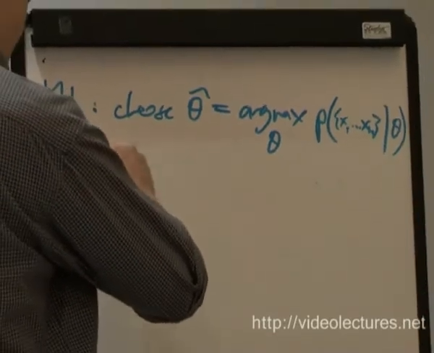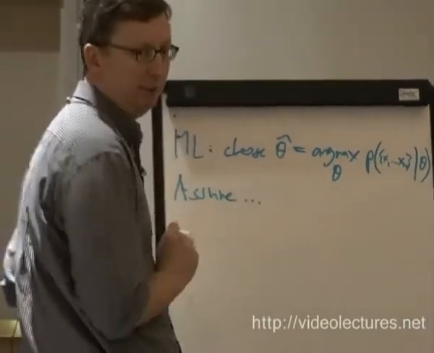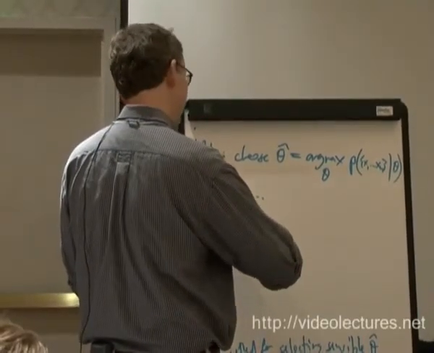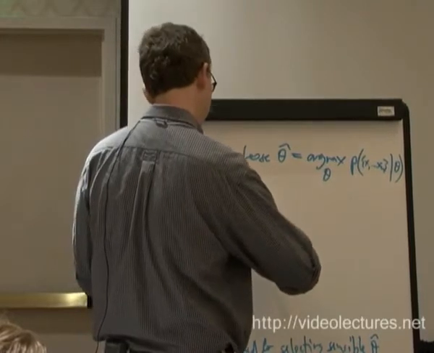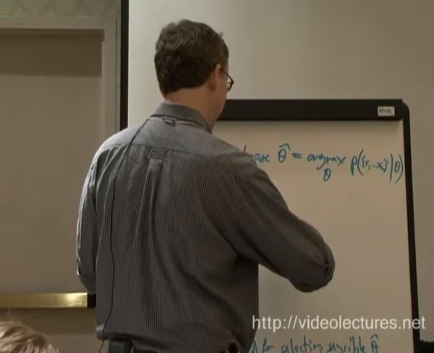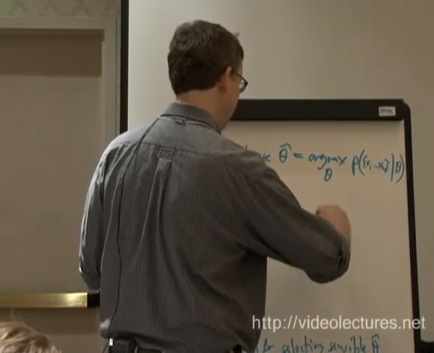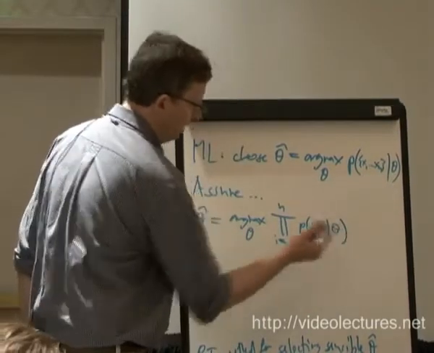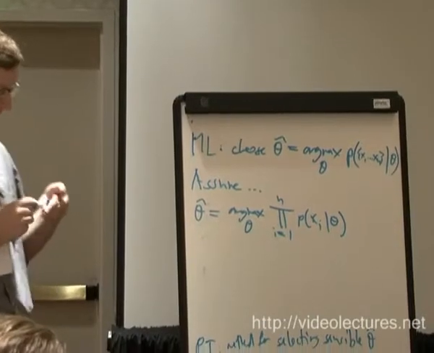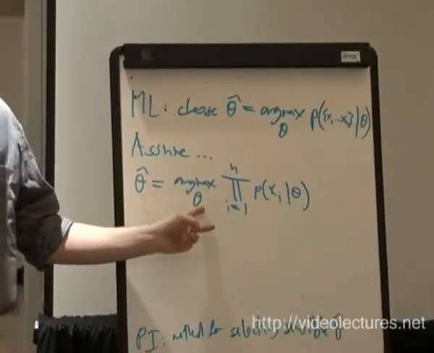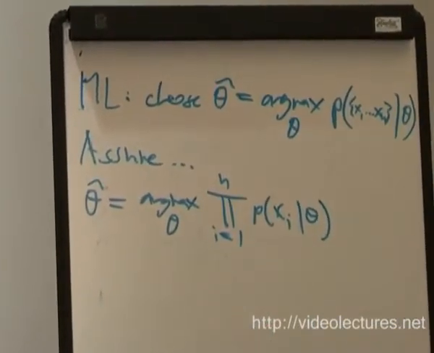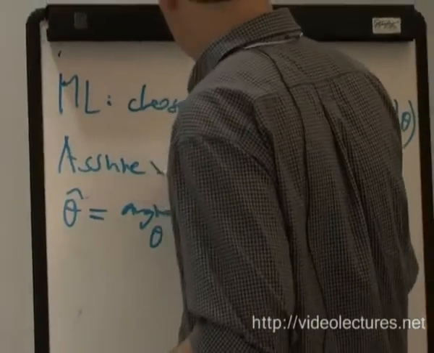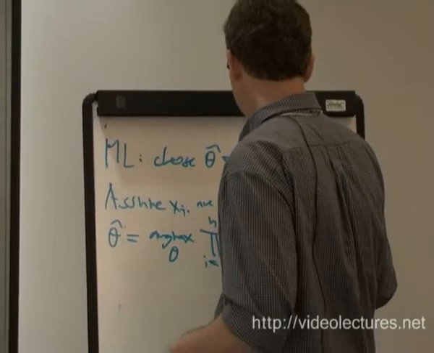So now I'm going to make an assumption, which I'm going to ask you to tell me what the assumption is. And based on this assumption, I'm going to get that theta hat is the argmax over theta of the product from i equals 1 to n of the probability of xi given theta. So what's the assumption that I need to make in order to get this expression for theta hat? I need to assume that the x's are independent. So assume the xi are independent.